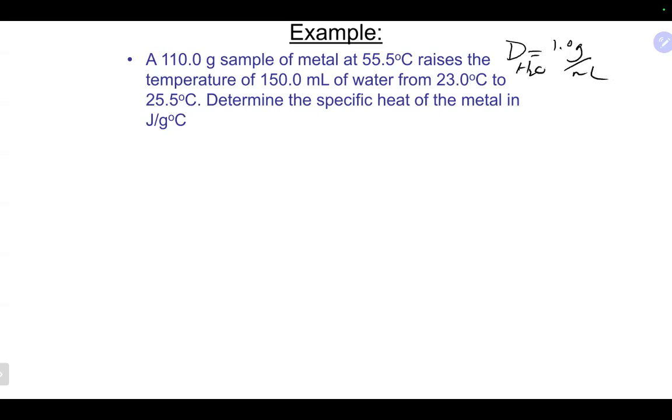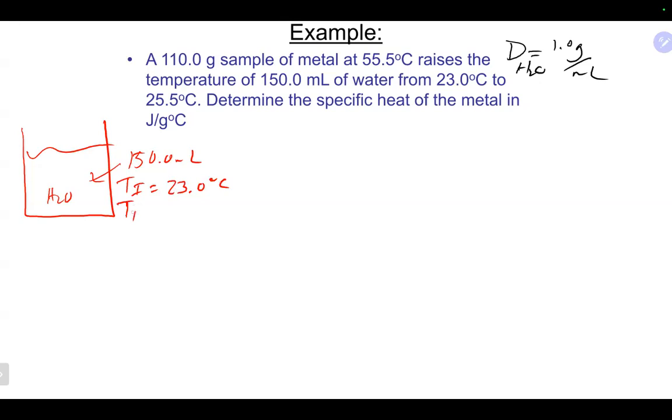This is basically exactly what we described here. You should be able to figure out the energy that the water got and then use that information to figure out what is going on with the metal. Take a look at this one. So this is basically exactly what we were just kind of talking about. We basically have some water here, and for our water, we know several things about the water. We know there's 150 milliliters of the water. We know the initial temperature is 23 degrees Celsius. We also know the final temperature is 25.5 degrees Celsius.